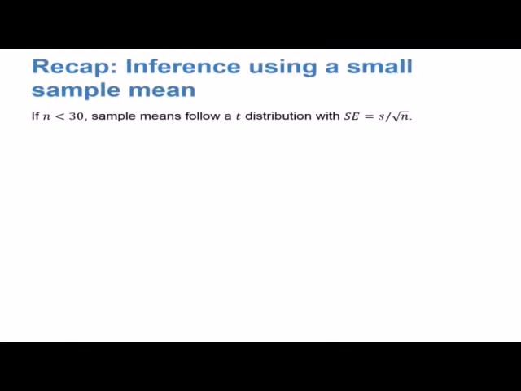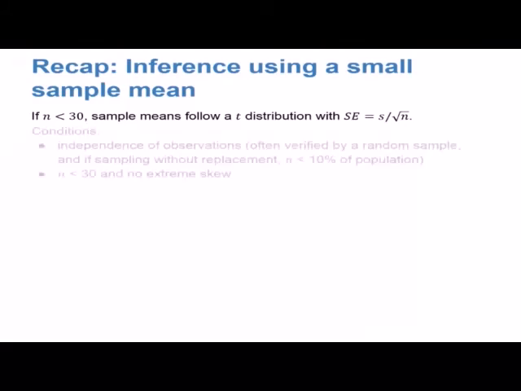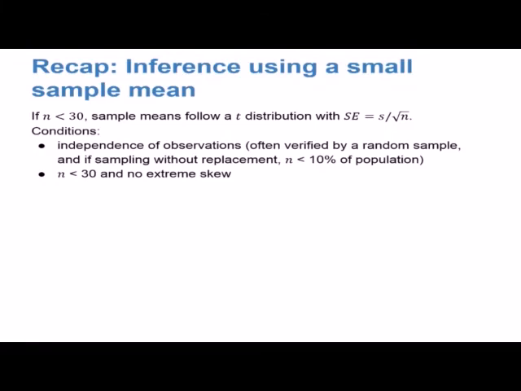So let's recap. If our sample size is small, sample means follow a t-distribution, where our standard error is equal to the sample standard deviation divided by the square root of n. The conditions that we need to check are the independence of observations, which is often verified by a random sample, and if sampling is done without replacement, we want to make sure that our sample size is less than 10% of the population. If n is less than 30 and there's no extreme skewness, we consider these conditions met.